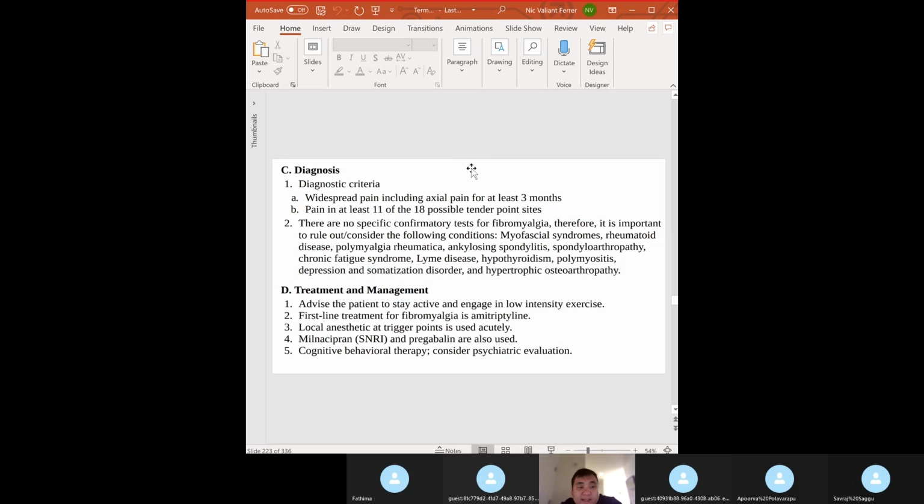However, before that, you advise the patient to stay active and engage in low intensity exercise first. Behavior modification first. That's the principle before giving medications, drugs. After that, if that fails, you give amitriptyline. You can also do pregabalin and an SNRI for acute management, or you can also do CBT.